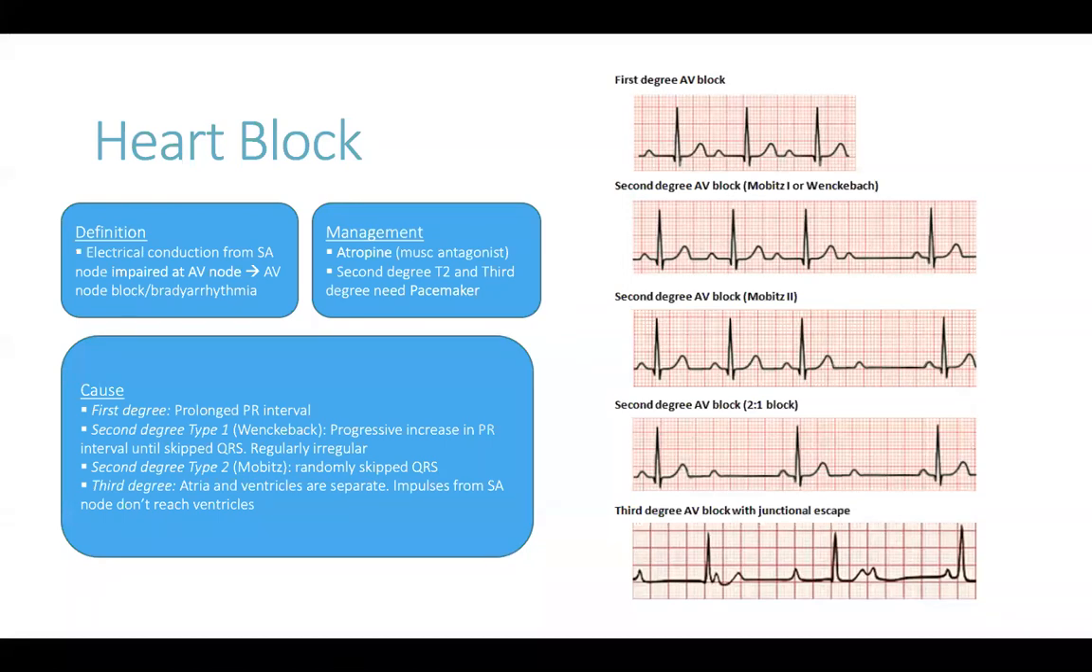For second degree type 1, it's Wenckebach. So the PR is prolonged, as you can see here, and then it gets longer, and then it skips. So there's no QRS. Pretty much it was unsuccessful in getting the electrical conduction across, which is why it skips the ventricular depolarization. For second degree type 2, it's more just randomly skipping. As you can see, you've got the QRS, and it's just suddenly gone, but it's not actually increasing in length.